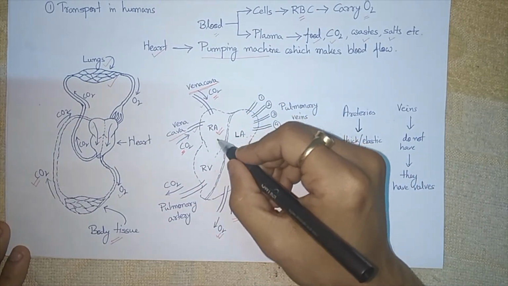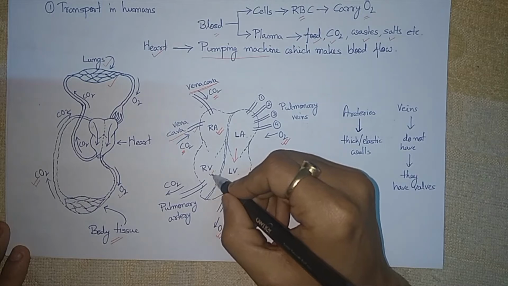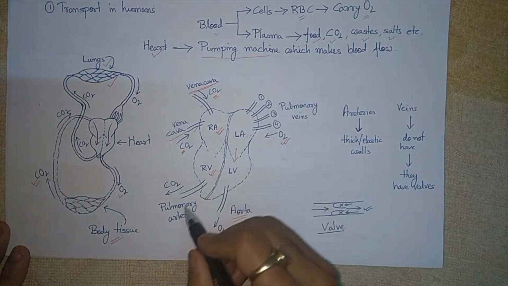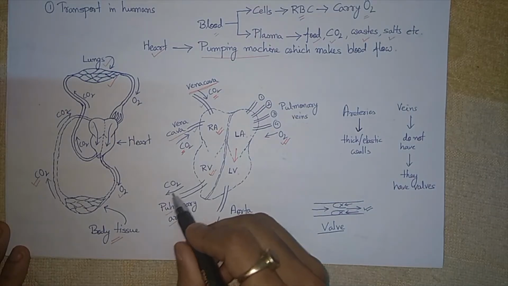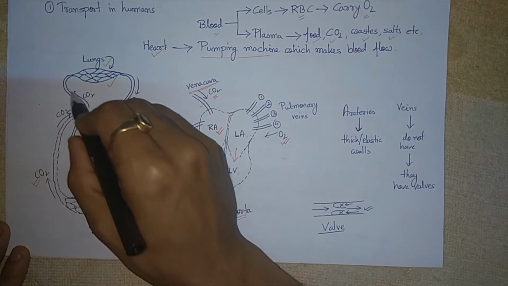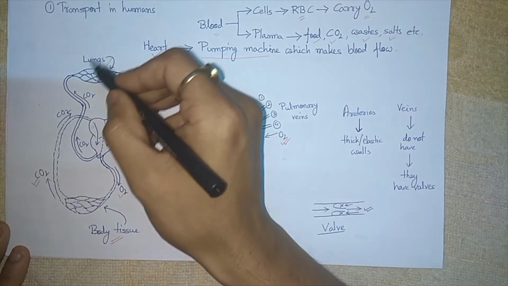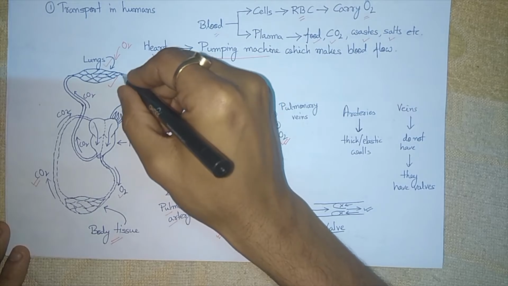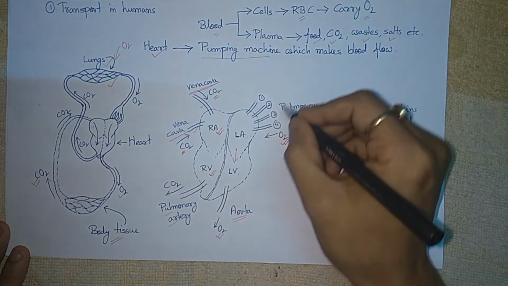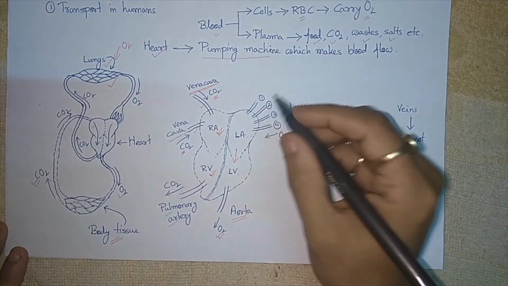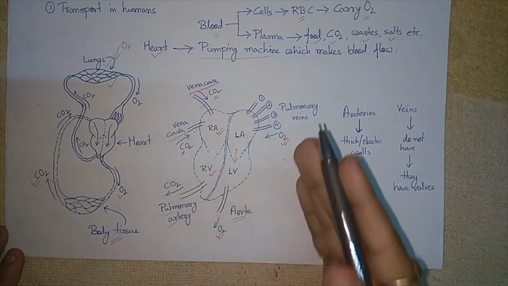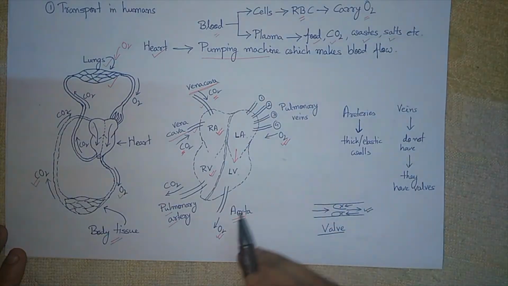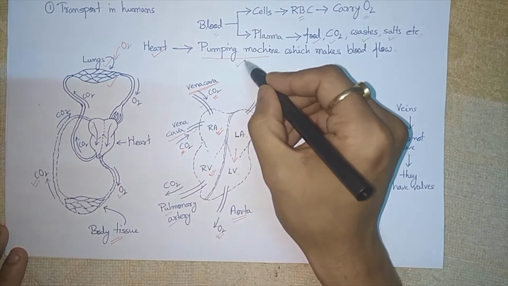This carbon dioxide blood now travels from the right auricle to the right ventricle. From the right ventricle, with the help of the pulmonary artery, carbon dioxide blood goes to the lungs for purification, that means for addition of oxygen. Then this oxygenated blood again comes to the left auricle. In this way the cycle proceeds and we get pure oxygenated blood. Okay, now the pumping machine is over.